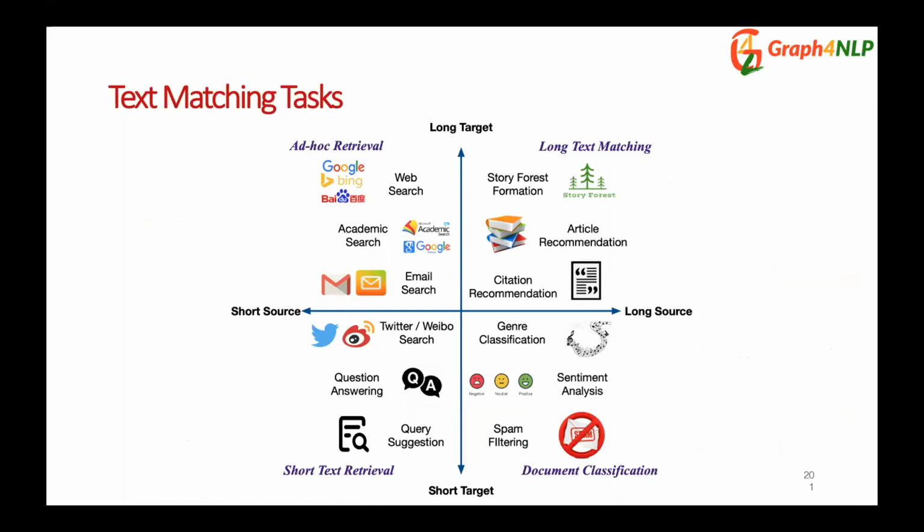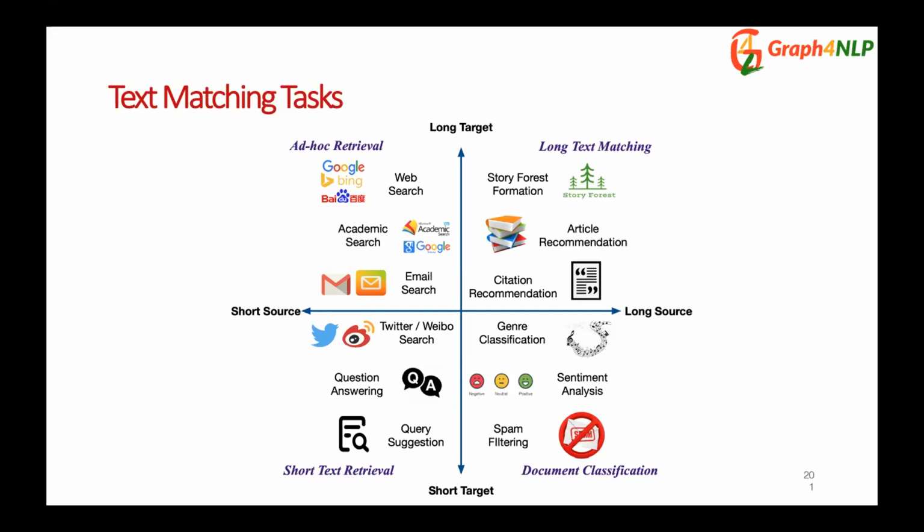In the system, we dealt with the text matching task. We need to construct a document graph in the second layer, where we need to decide whether two news articles are talking about the same event or not. This is a task of text matching. Actually, text matching covers a wide range of tasks. Based on the length of the source and target text, we can divide them into four categories. For example, what we are talking about is long text matching.